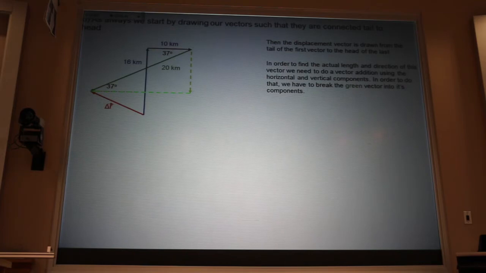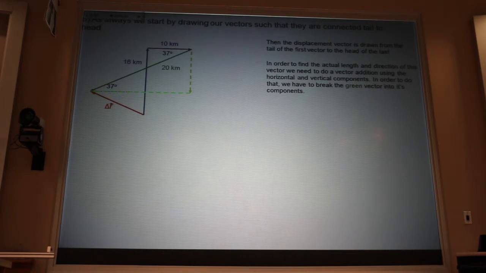Now remember, 37 and 53 are those special angles we look for. Those indicate that we've got a 3, 4, 5 triangle. That the sides are in a ratio of 3 to 4 to 5. Now, since this is 20 kilometers, I know that it must be 5 times 4 kilometers. And so this must be 4 kilometers. Times 4 is 16. And this is 3 times 4 kilometers, or 12 kilometers. Okay?